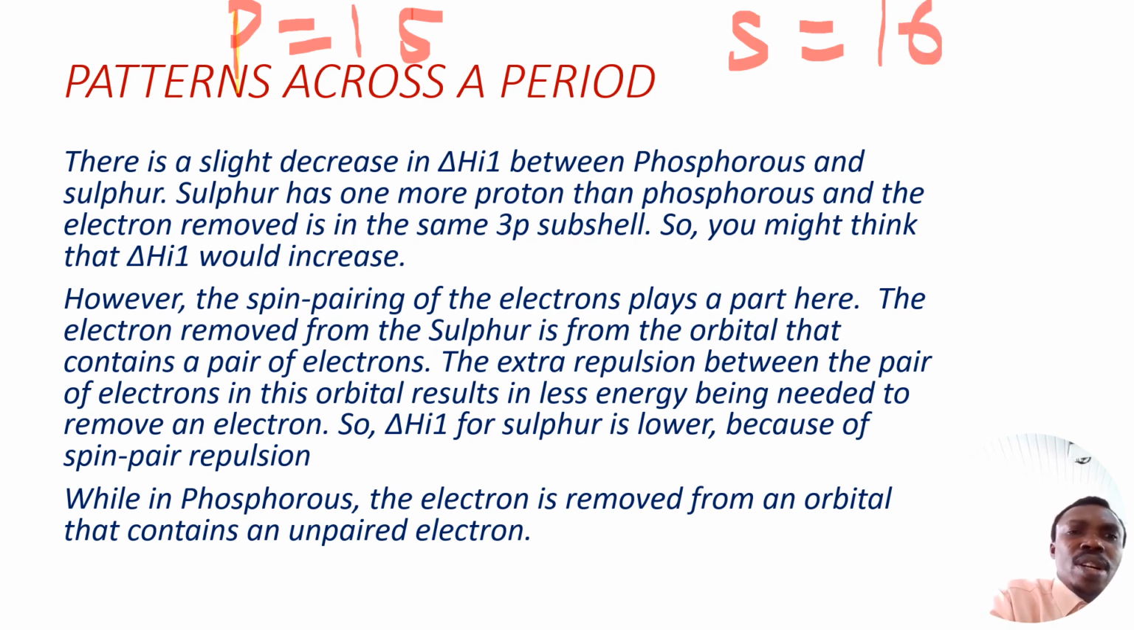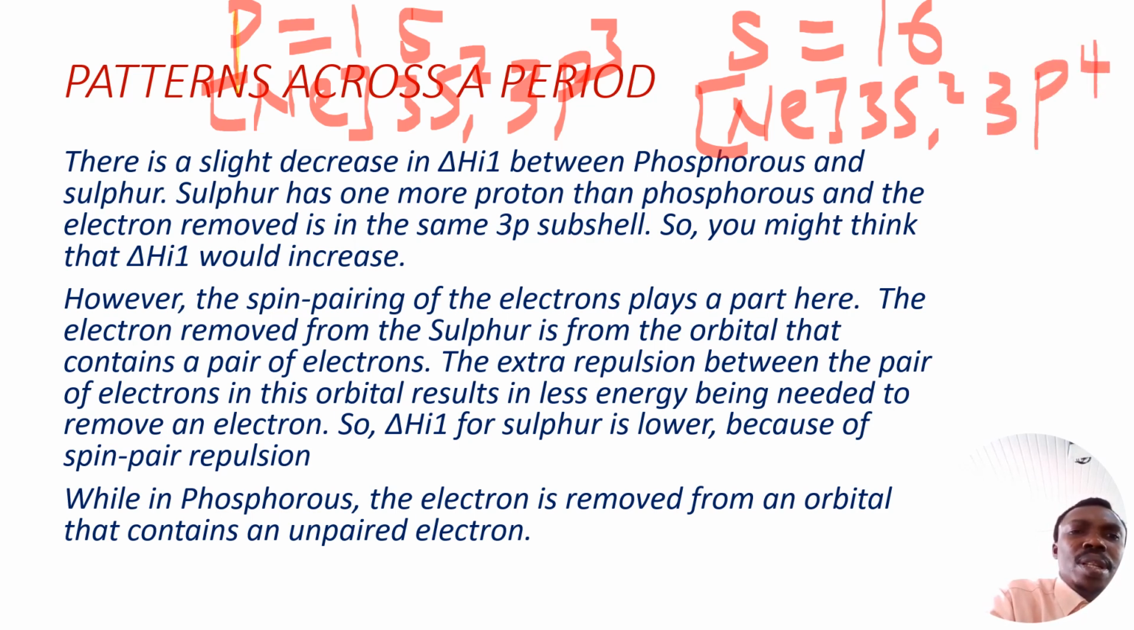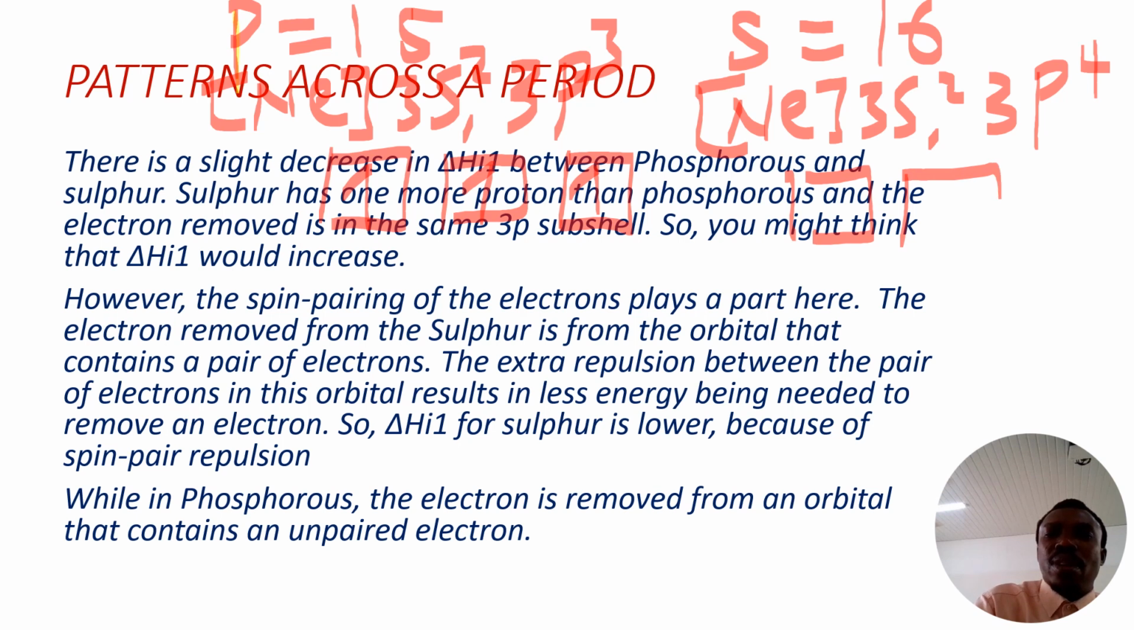So if you are to draw the electronic configuration, let me use neon. For phosphorus you have 3s2, then 3p3, then for sulfur, you have 3s2, then 3p4. If you draw the orbital box notation for the 3p, you have 1, 1, 1, going by Hund's rule: you fill singly before you start pairing. Then for 3p4, you fill singly 1, 1, 1, before you start pairing.